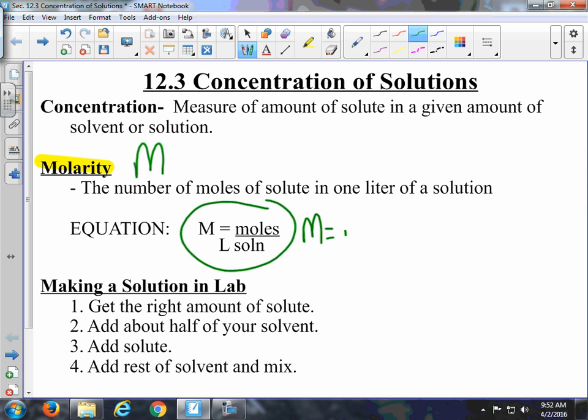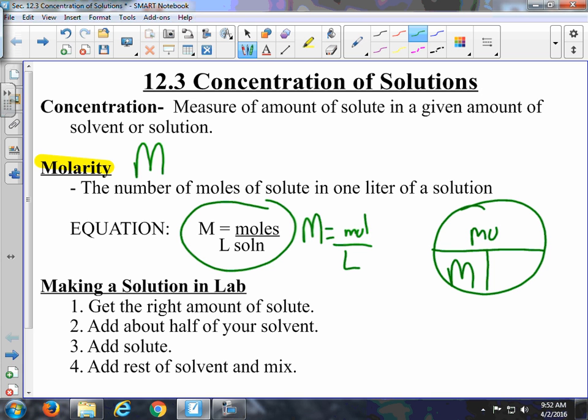Capital M is really equal to moles divided by liters. Now, if I put that in a division circle, molarity is equal to moles divided by liters. So if you ever need to solve for something, you cover up the M for molarity, it's equal to moles divided by liters. You cover up the L, and liters is equal to moles divided by molarity. And if you need to solve for moles, you multiply capital M and capital L, molarity times liters.